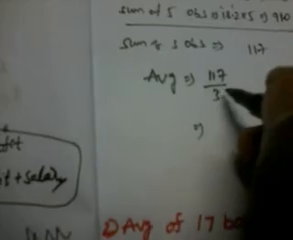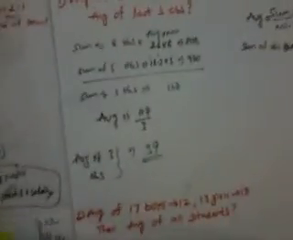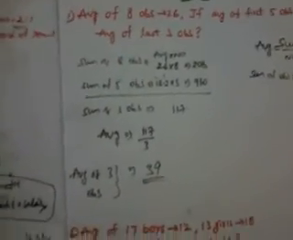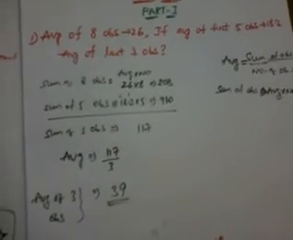From this we can find the average. Average is nothing but sum of observations by number of observations. Sum of observations is 117, number of observations is 3. Dividing it, 3 times 3 is 9, and 3 times 9 is 27, so we will get 39 as the average of the 3 observations. This is the way of finding the averages for such problems.